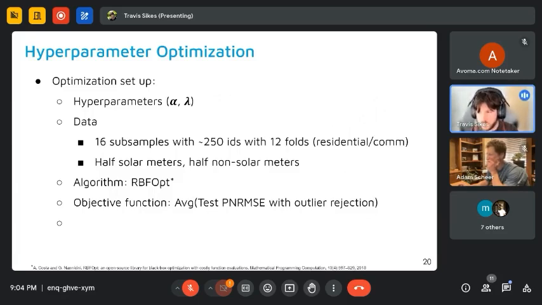Before I jump into the results, which is the next slide, are there any questions about how we have set this up or concerns? Okay, moving on.